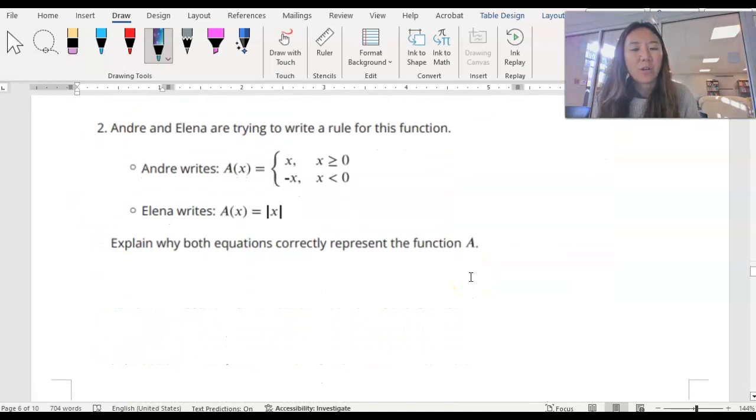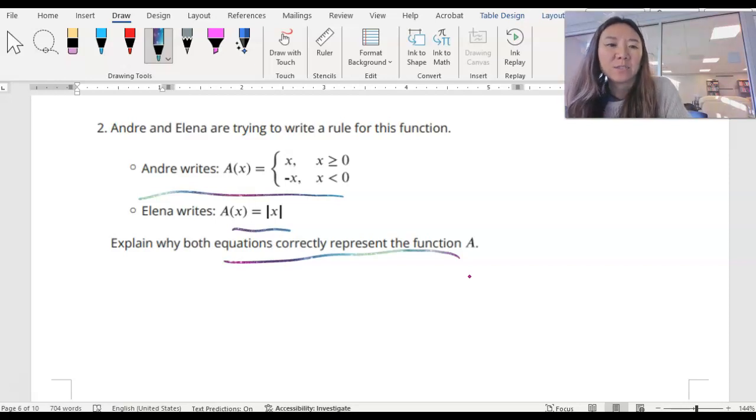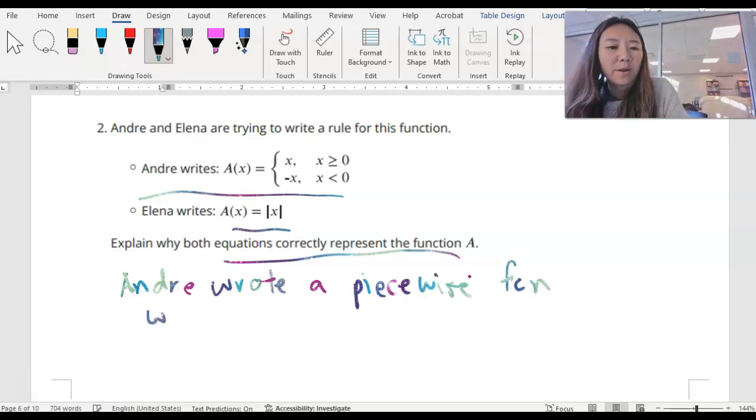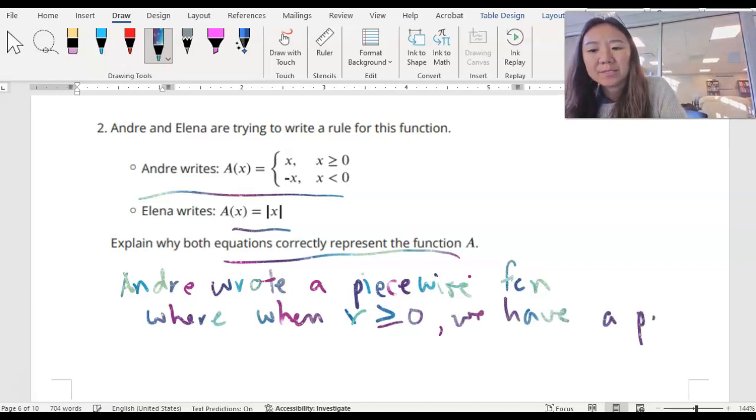Now it says Andre and Elena are trying to write a rule for this function. Andre writes it as this, and Elena writes it like this. Both of these equations are correct, but how is that the case? Well, Andre wrote a piecewise function, and as you know, absolute value is a piecewise function. So Andre wrote a piecewise function where when x is greater than or equal to 0, we have a positive slope.